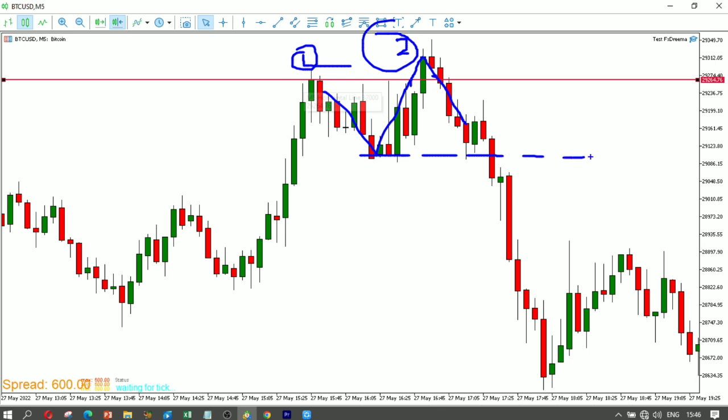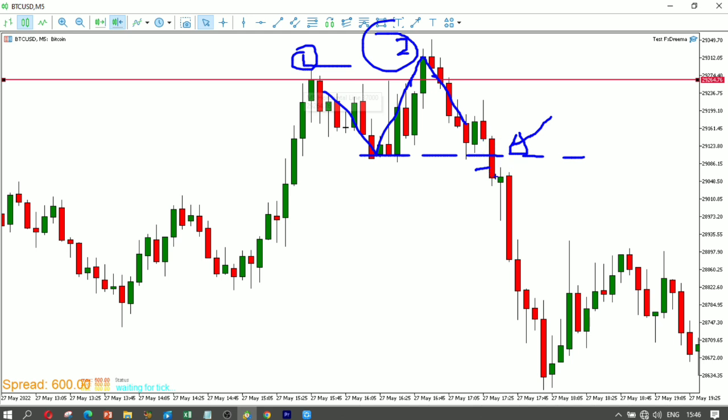If this zone is broken with momentum, like with a huge candle which comes up here, the next thing you want to be doing is, once the candle closes, make sure you wait for the candle close so that you can see whether this candle has momentum. If this candle doesn't have momentum, do not place a sell trade right there. Wait for a pullback.